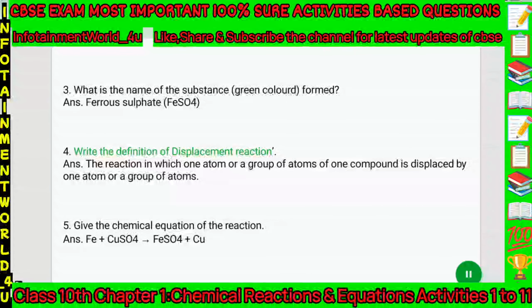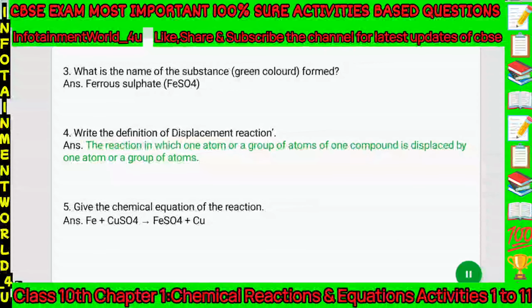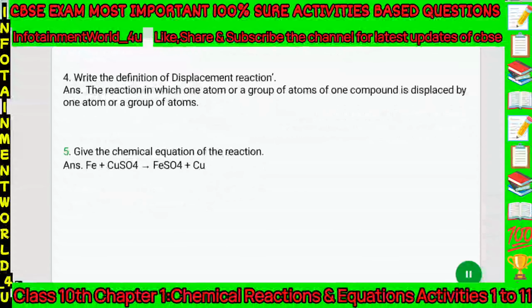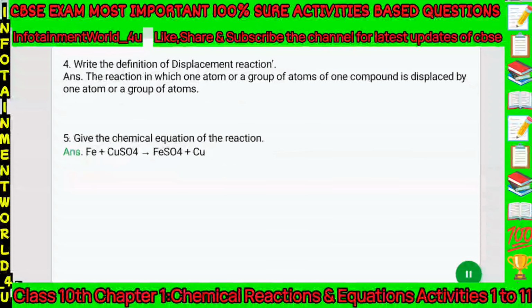4. Write the definition of displacement reaction. Ans. The reaction in which one atom or a group of atoms of one compound is displaced by one atom or a group of atoms. 5. Give the chemical equation of the reaction. Ans. Fe + CuSO4 → FeSO4 + Cu.